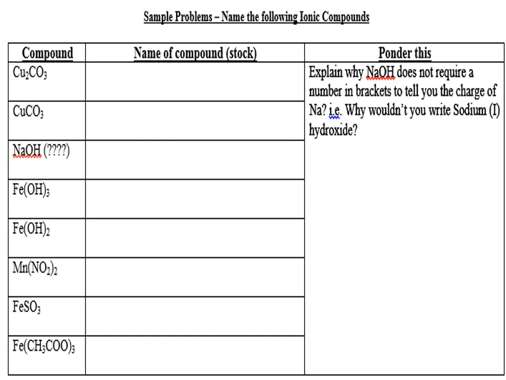And you'll notice over here that I put 4 question marks next to this one. I need you to think about why I put 4 question marks when you're naming it, okay? So you might want to ponder this. This will help you out a little bit. Why wouldn't you call it sodium 1 hydroxide? You would just call it sodium hydroxide, so think about that carefully.